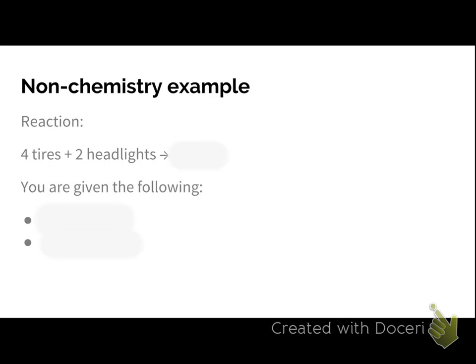All right, so a non-chemistry example to get us started. Let's say we have a reaction, and it's 4 tires plus 2 headlights is going to give us what product? A car. So to make one car, I need 4 tires, and I also need 2 headlights. Now, let's say you are given the following. You are given 20 tires, and you are given 12 headlights.